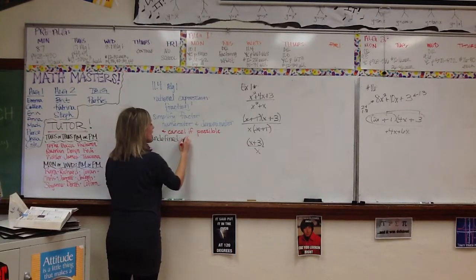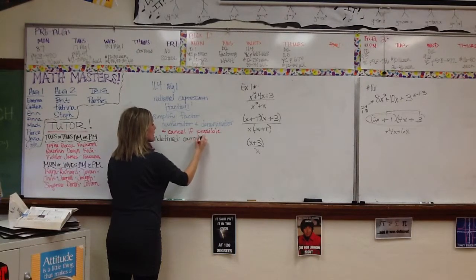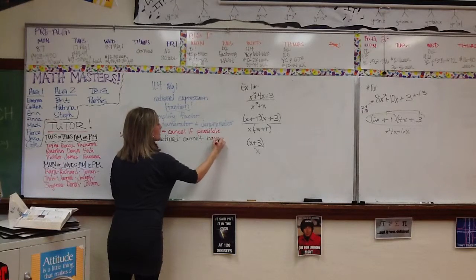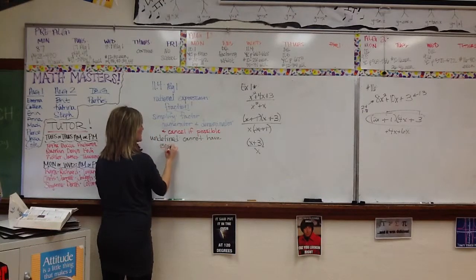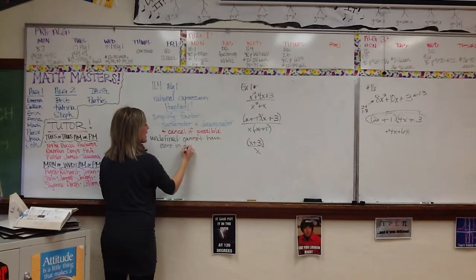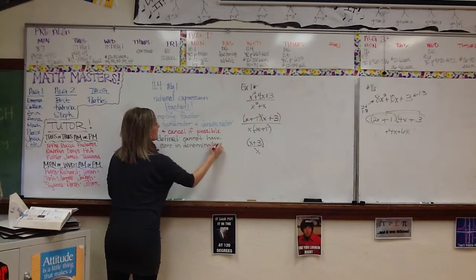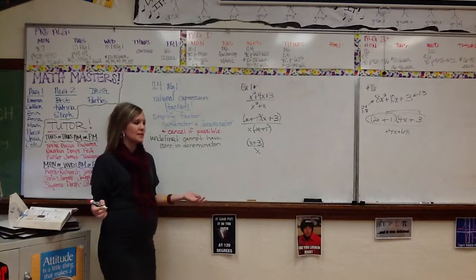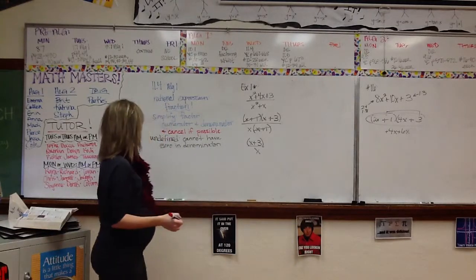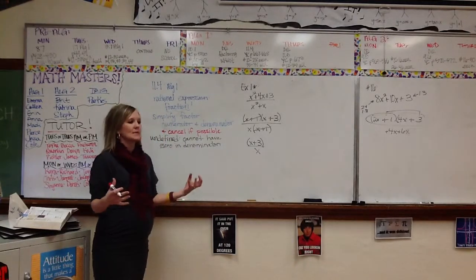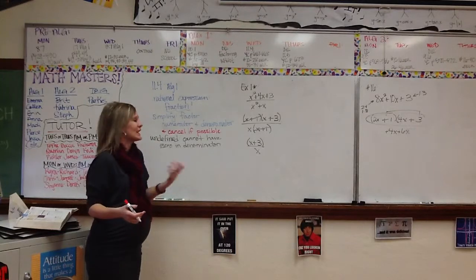So you cannot have 0 in the denominator. We can never, ever, ever divide by 0, guys. Okay? Or we call that undefined. We can't work it. We can't do something like that. If you put it into your calculator, you're going to get an error.